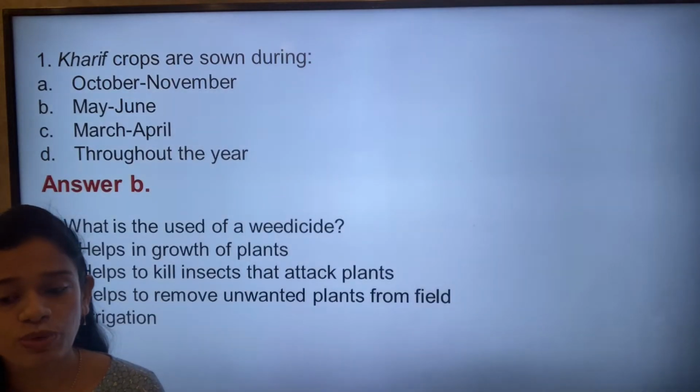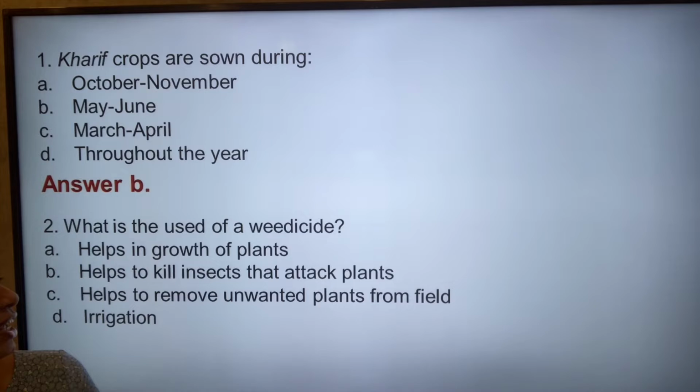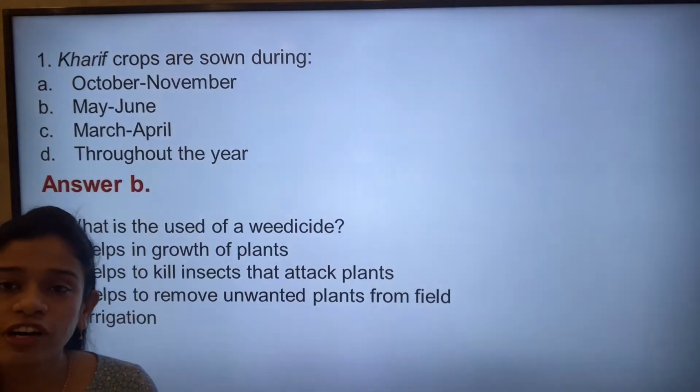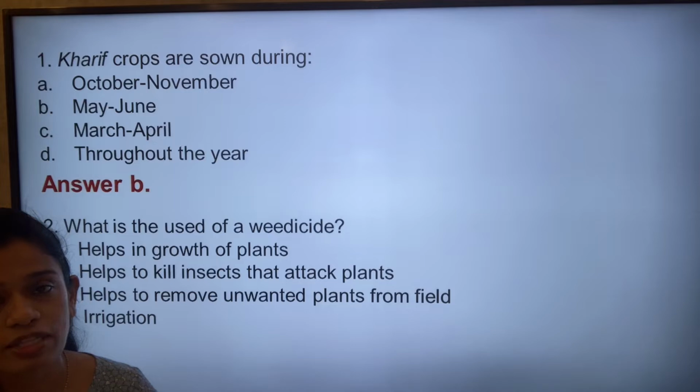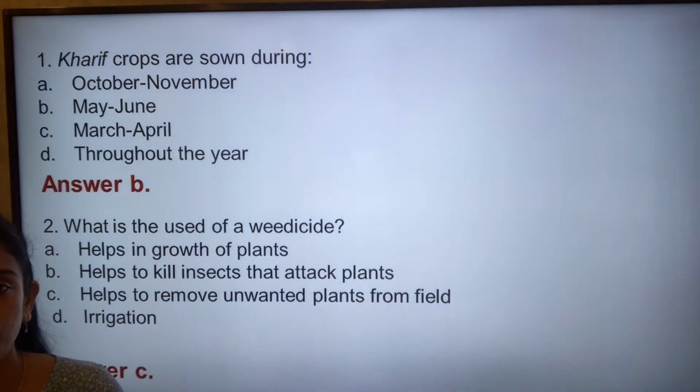Let's move to the next question. What is the use of a weedicide? It is used to help in growth of the plants, helps to kill insects that attack plants, helps to remove unwanted plants from field, and irrigation. So the function or the work of a weedicide is to remove the unwanted plants from a field, that is option C.